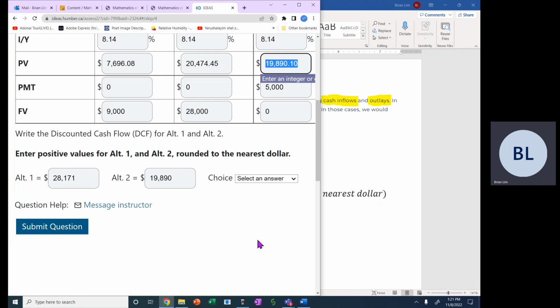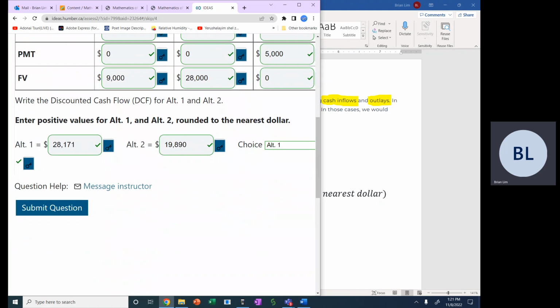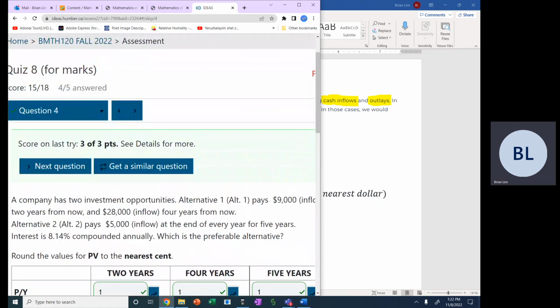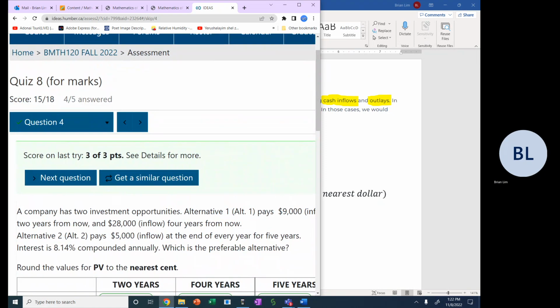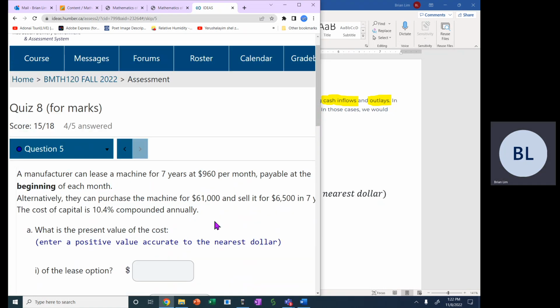So the choice. Now, this money is all what? It's inflow, correct? So the larger number should prevail. We want to get more income or more inflow. So the answer should be choose alternative number 1. And we submit, and seems as though we are correct. Yes, we are. All right, very good. We got our 3 out of 3 right here. Okay. Next question.